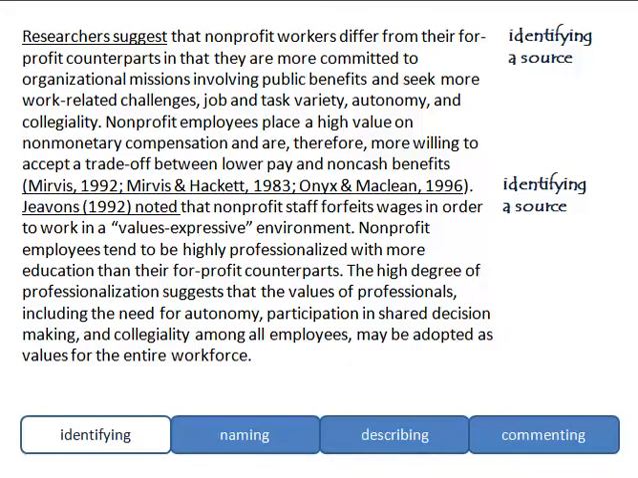I'm sure you've had to do that in research papers. So here are some of the researchers they're talking about. And notice also on the line below that, it says Givon's 1992 noted. That's another source. So they identify sources at least 3 times.